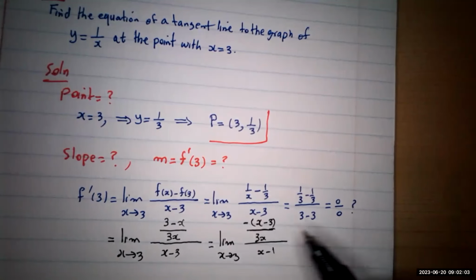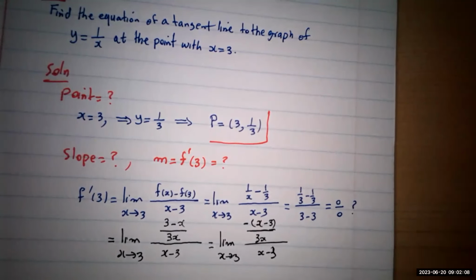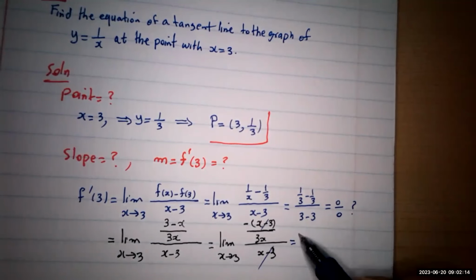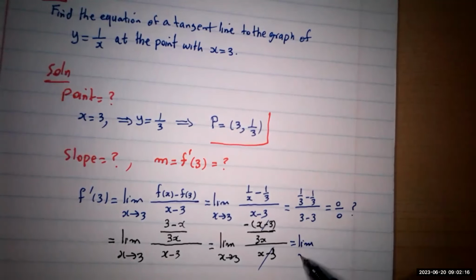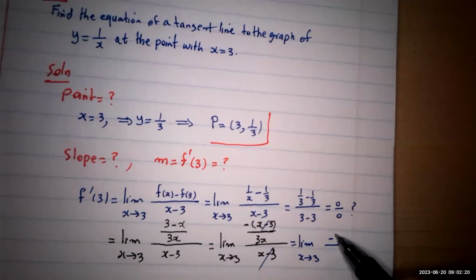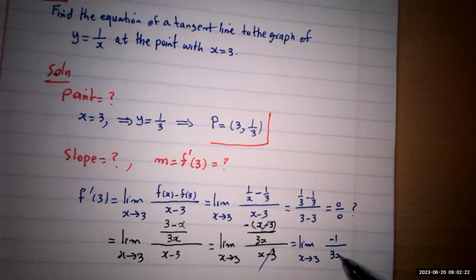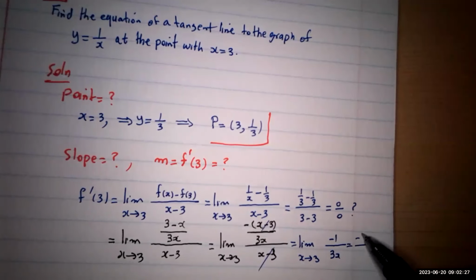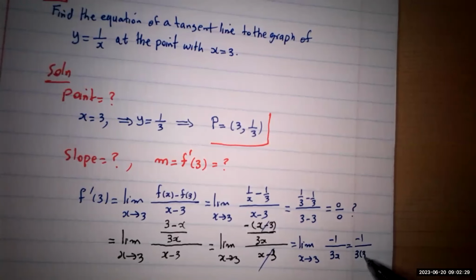Sometimes we need this extra job. Now we get the x minus 3 on the top and the bottom, so we eliminate it. Okay, so we arrive at the limit as x goes to 3. The leftover on the top is just a -1, the bottom one is 3x. Substitute x equal to 3. So that gives -1 over 3 times 3, which is -1/9.